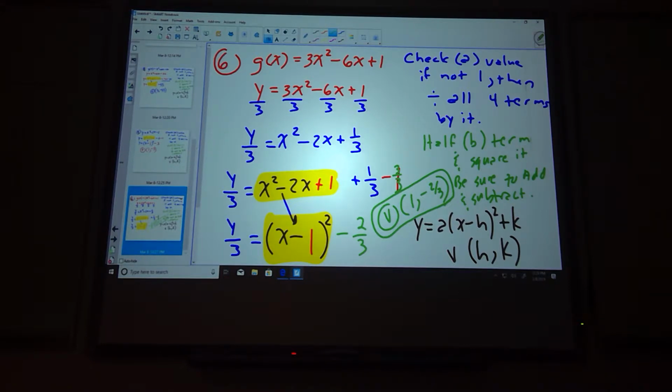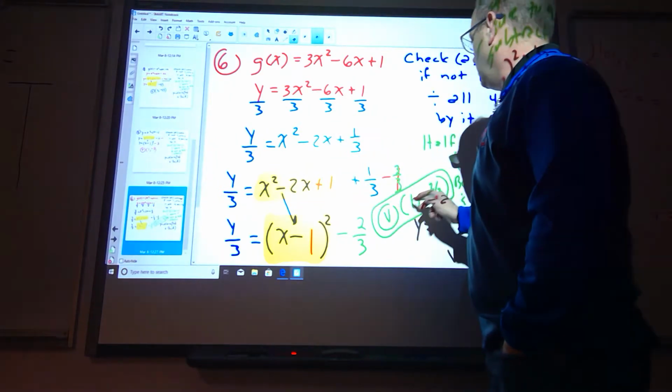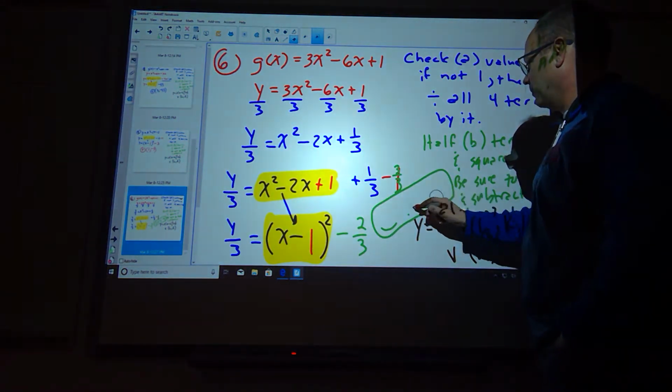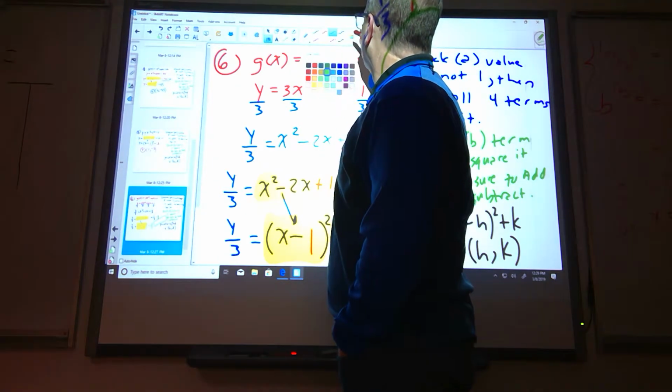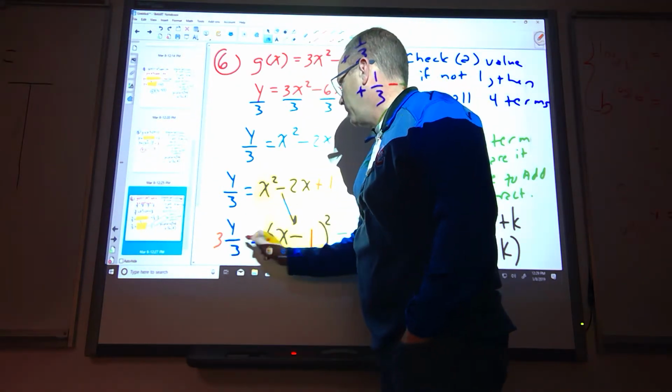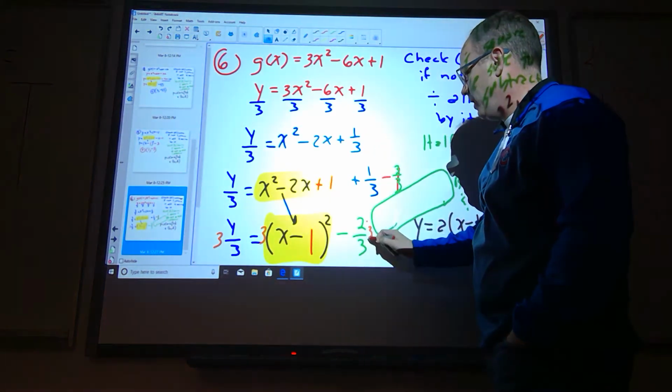Number six. Seem okay? It's a different thought process. Do you agree? It's not something that's just like, ta-da. It's like, okay, there is a regimented routine of if I go this, to this, to this, to this. Actually, I'm not done with that problem yet. My vertex is wrong. What did I forget to do? I forgot to multiply everything by that 3. Shoot. It's kind of important. Multiply that by 3, that by 3, and multiply that by 3.